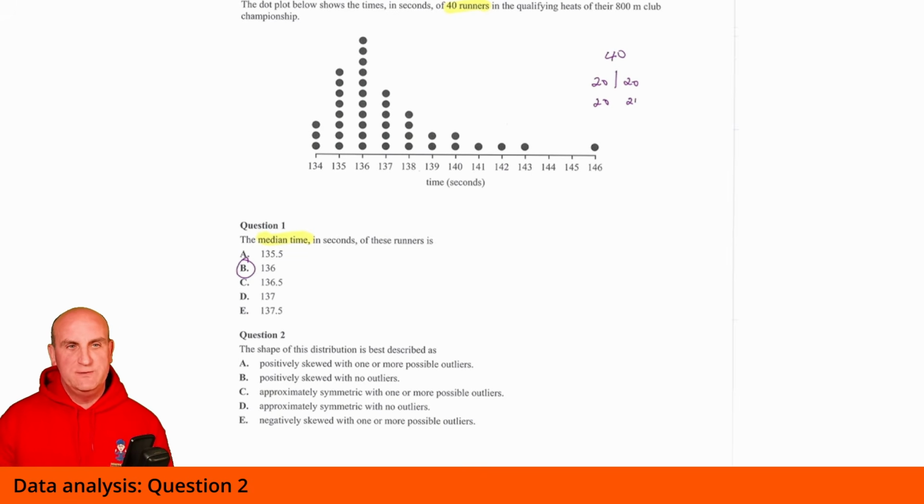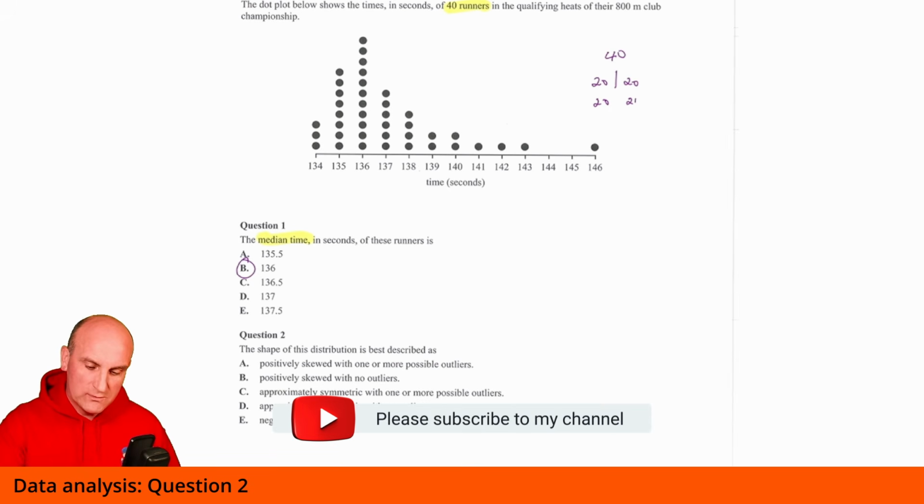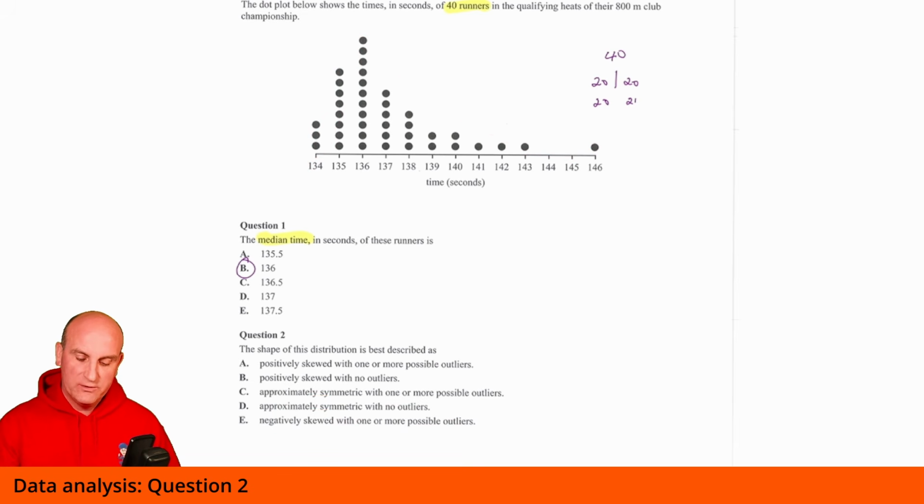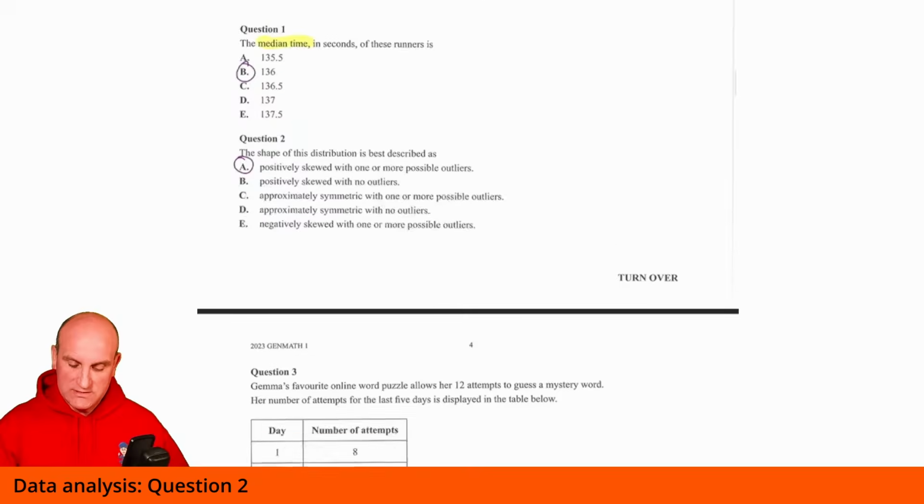The shape of the distribution is best described as. I never remember this. Literally, what I had to do was fire up my summary book again. Basically, if it's going this way and then it has a long tail that way, it's positively skewed. We don't know if it's an actual outlier, so it's a possible outlier. For that situation, I said it was positively skewed with one or more possible outliers. So I went for A for that one there. Let's just check. Yep, still went for A.